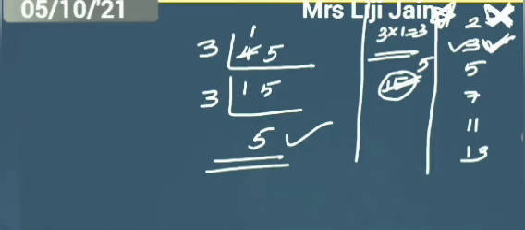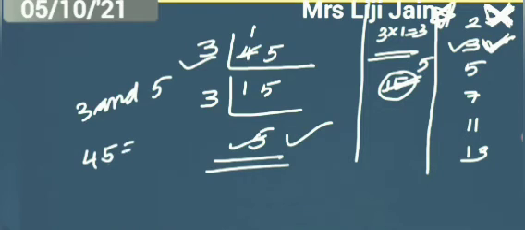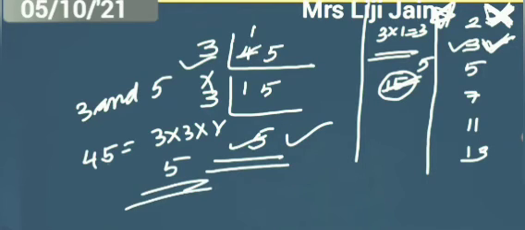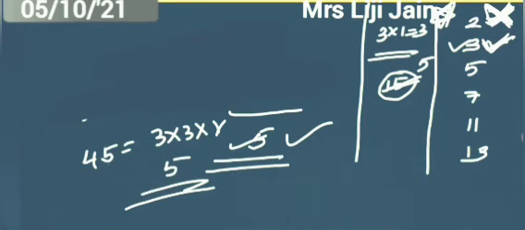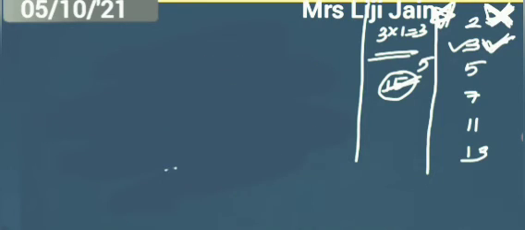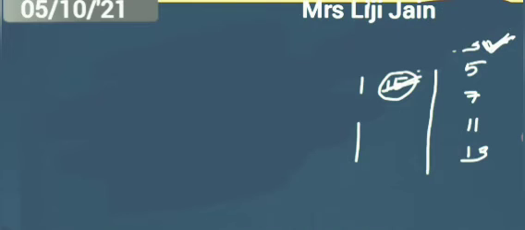So which are the factors of, sorry, 45? 3 and 5. 3 and 5 are the factors of 45, and 45 can be written as the product of 3 into 3 into 5. This is the method of factorization, the method of prime factorization. Have you understood?